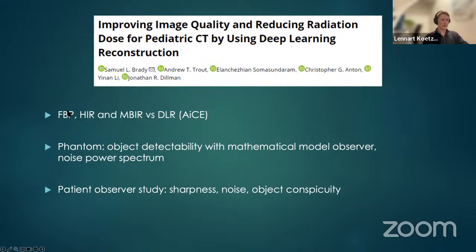The object detectability was assessed in a phantom study by a mathematical model observer, also known as D prime. And the noise power spectrum was used to give an idea of what the noise texture was like. In the patient study, radiologists looked at the sharpness of the images, the noise level in the images, and object conspicuity.